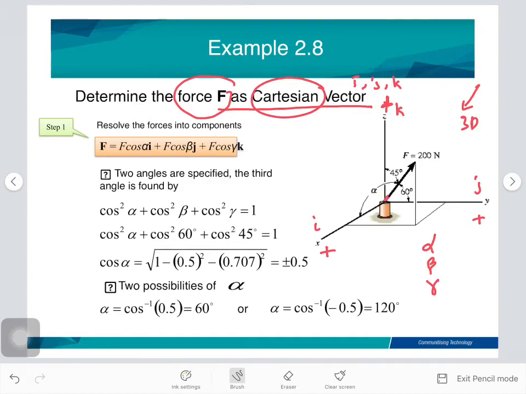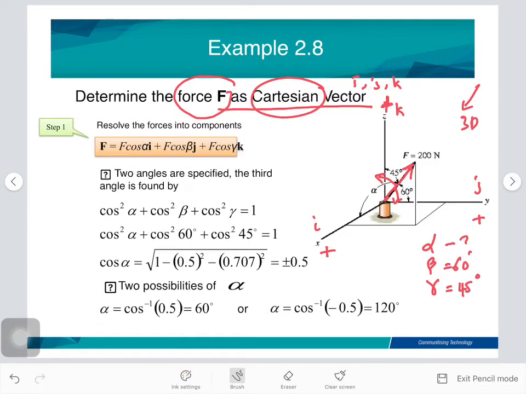So this is the force. So here, do we have value for the alpha? No, right? Beta? What is beta? So here beta is equal to 60, because beta is from the force into the y-axis or j direction. And then gamma. Gamma is from this force into z or k direction. So we have gamma is 45 degree.